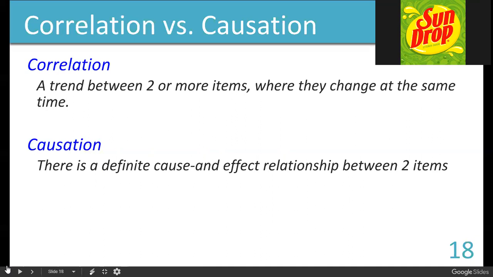So the next thing we have, something to keep your eyes out for, correlation that maybe you've heard of, and causation that maybe you haven't, but this ain't rocket science. Hopefully y'all know what it is. Correlation is when two things seem to be happening at the same time, but that doesn't mean that they're related. Causation is when there is a cause and effect relationship between those two things.